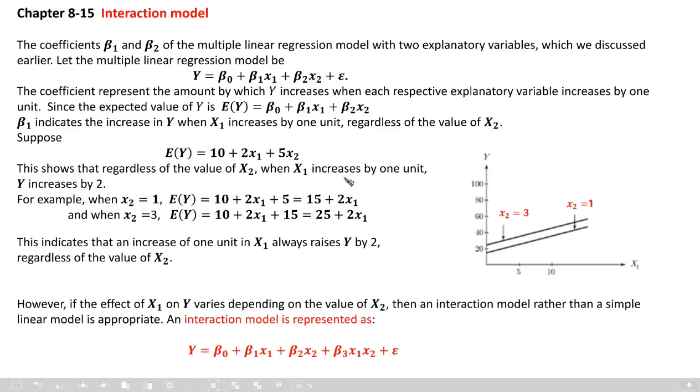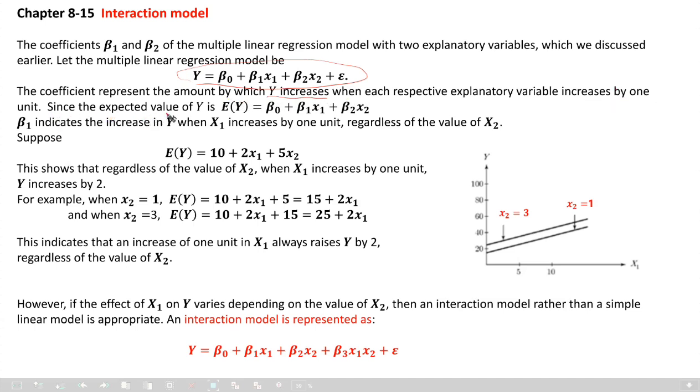Consider the coefficients beta 1 and beta 2 of a multiple linear regression model with two explanatory variables, which we considered earlier. Let the multiple linear regression model be y equal beta 0 plus beta 1 x1 plus beta 2 x2 plus epsilon. This is a model, right? The coefficient represents the amount by which y increases when each respective explanatory variable increases by 1 unit.